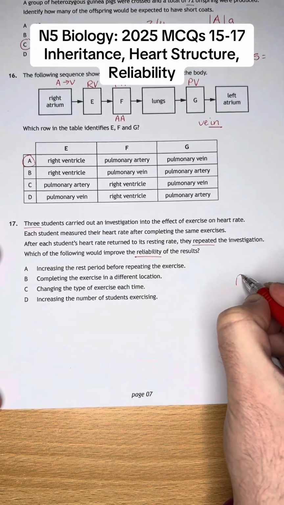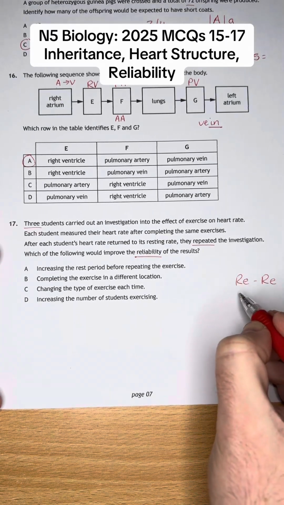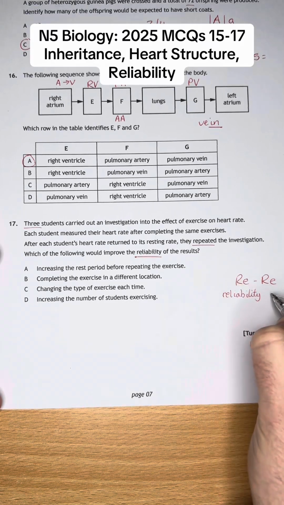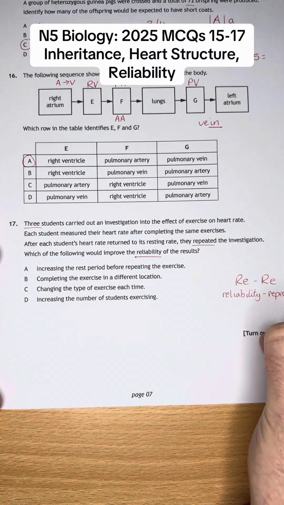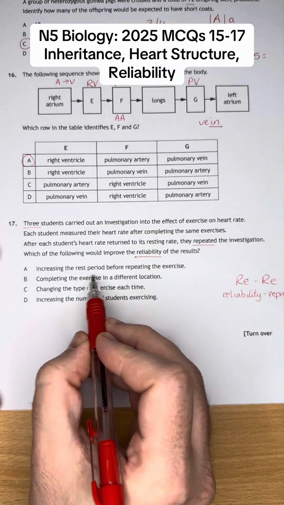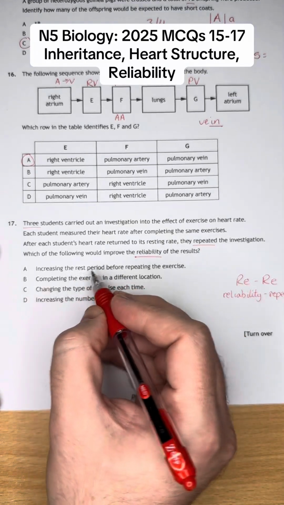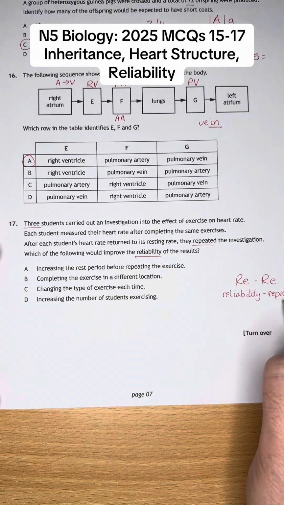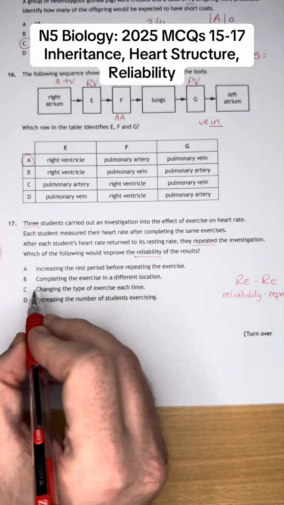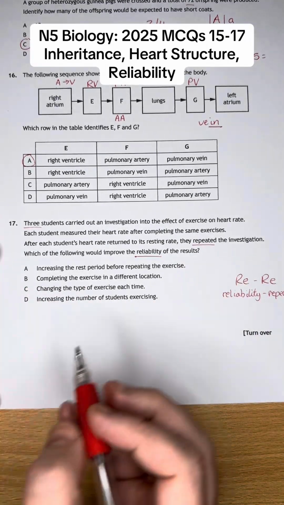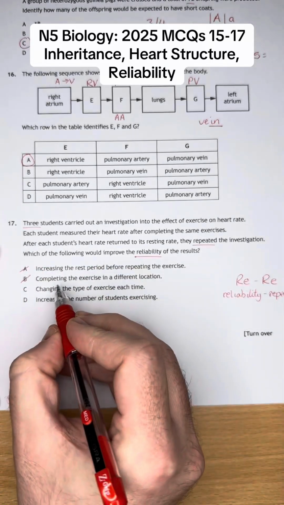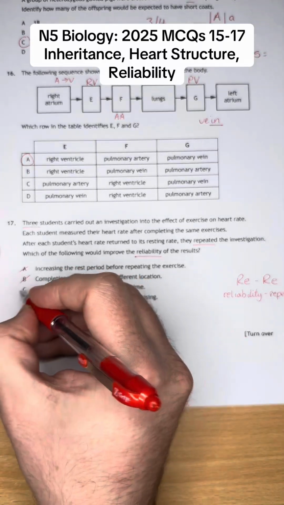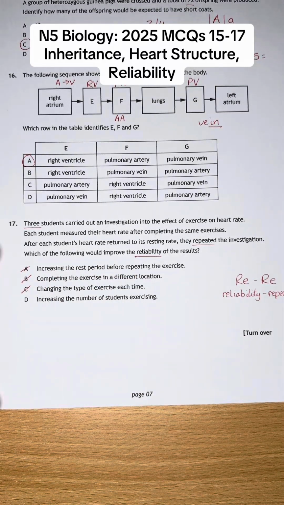So I always teach my students this. Remember re. If you want to improve the reliability, you have to repeat. So increasing the rest period before repeating the exercise, well, that's not going to help us. That doesn't suggest that we're doing any sort of repetition or doing it any more times. B, complete the exercise in a different location. Again, that's not good practice because we're then changing a really important variable. C, changing the type of exercise each time. Again, we're changing a variable which we're not allowed to do in an experiment when we're repeating it.